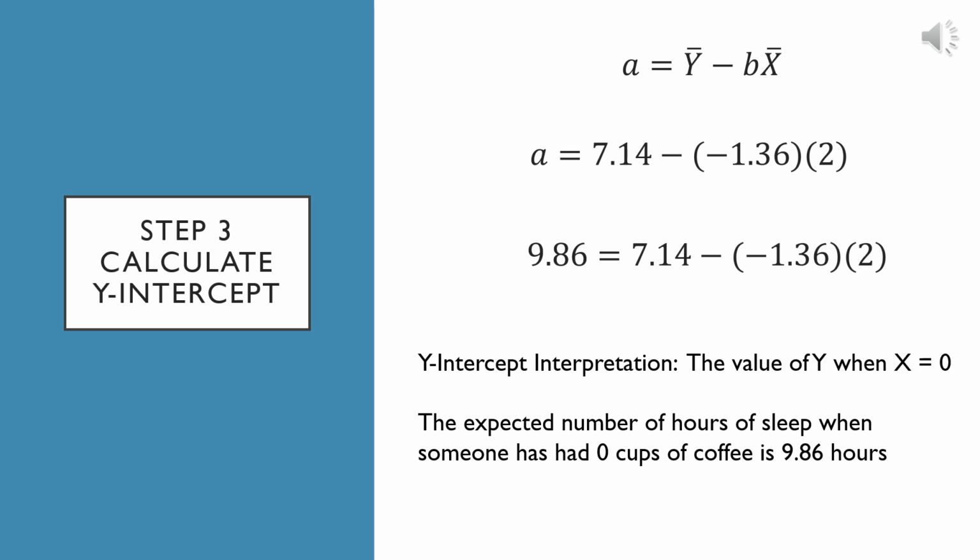The y-intercept, remember, is the value of y, the value of hours of sleep, when x equals 0, when cups of coffee equals 0. So in plain English, the expected number of hours of sleep somebody would get when they've had 0 cups of coffee is 9.86 hours of sleep.